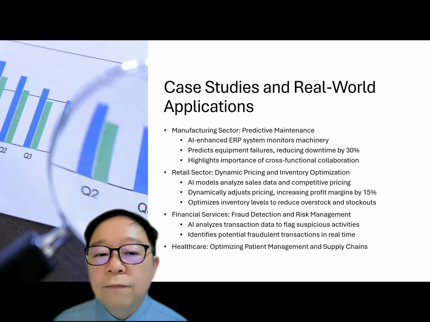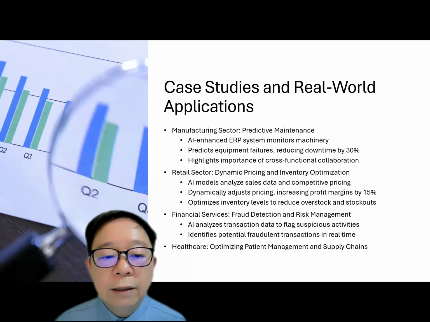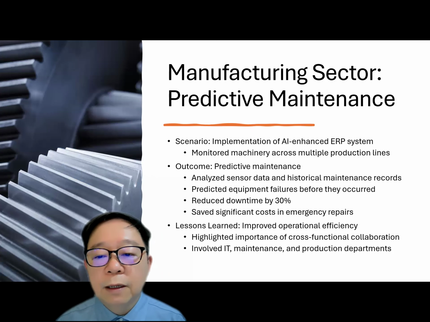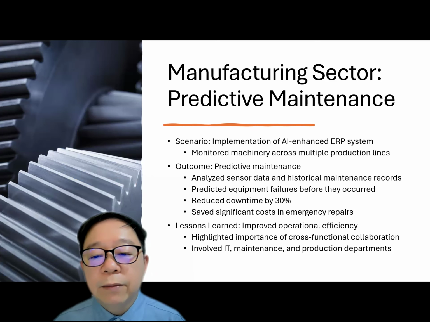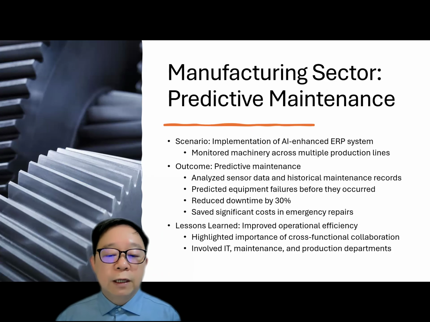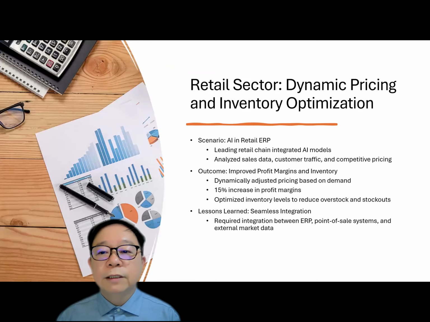So what kind of case studies can we look at? Okay, we look at manufacturing, right? The manufacturers were using AI in the ERP system. With the AI-enhanced ERP system, they were able to monitor machines across the whole production line. Then they're able to achieve very powerful predictive maintenance, and they can also improve operational efficiency, right?